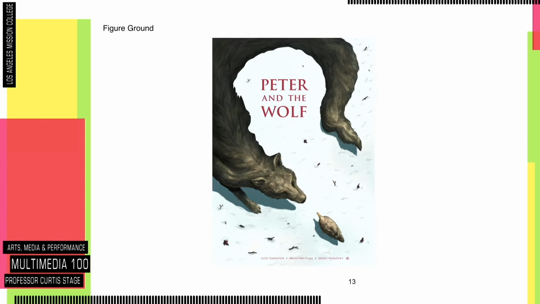This one's pretty great too, a poster for Peter and the Wolf. I mean, if you're tasked to make this poster, how do you create the wolf and Peter at the same time without showing Peter, right? It's like, oh, I got to show the kid and the wolf at the same time. This is a great way to do that. So using Gestalt principles for design can really help out.